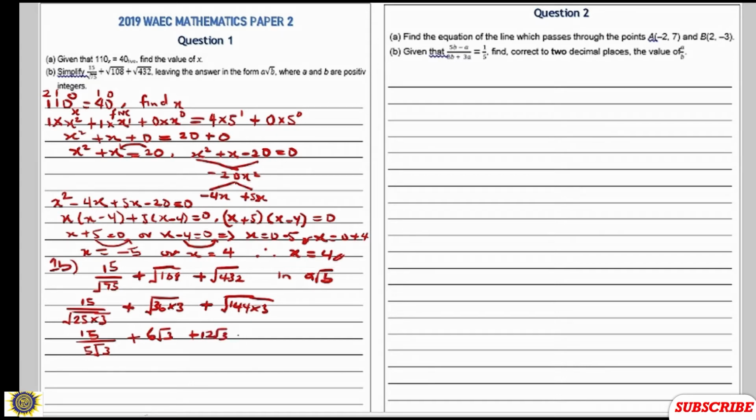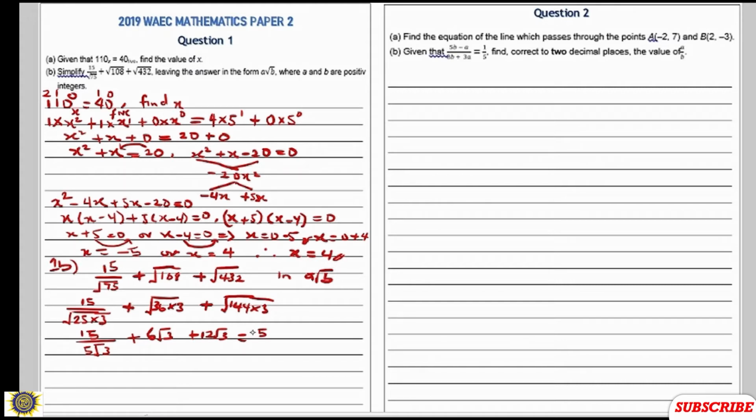Now looking at this, this one is the only one that has a denominator. So what you are going to do is rationalize, to make this one also a normal number, so that you can solve the problem easily. Then you can add it to this. So how do you go about it? You just rationalize by the denominator.